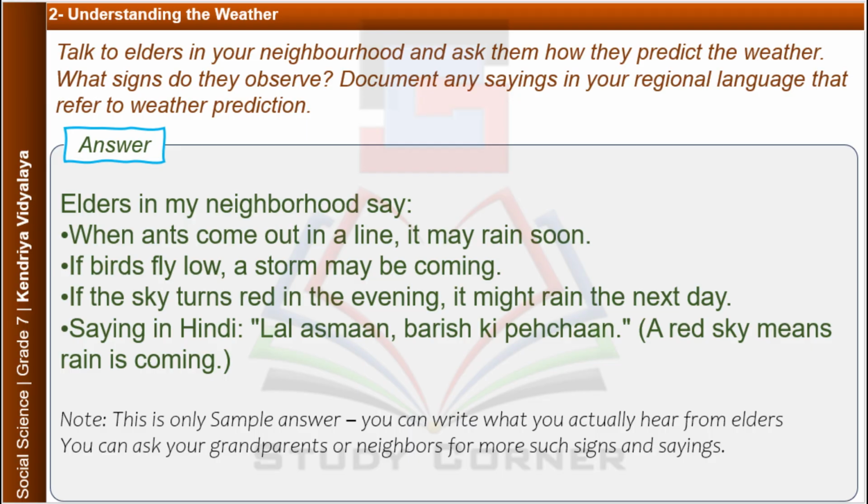Answer. Elders in my neighborhood say, when ants come out in a line, it may rain soon. If birds fly low, a storm may be coming. If the sky turns red in the evening, it might rain the next day. Saying in Hindi, Lal Asma, Barish ki pehchan. A red sky means rain is coming.